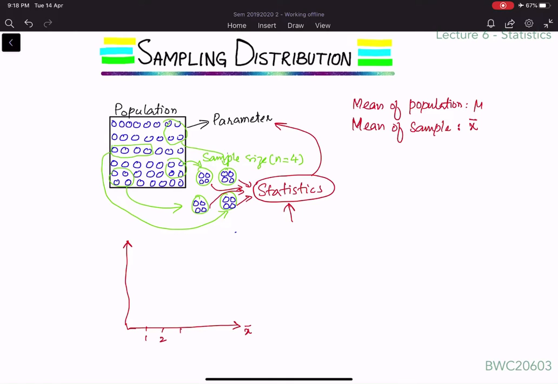Roughly I can say that it is 1, 2, 3, 4 and 5 on the x-axis, and 0.1, 0.2, 0.3, 0.4 and 0.5 on the y-axis. So when we plot the x bar on the x-axis, it will represent the probability distribution of the statistic, which will eventually be called the sampling distribution. Okay, so this is the sampling distribution.